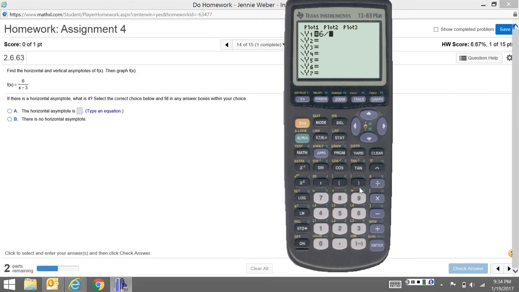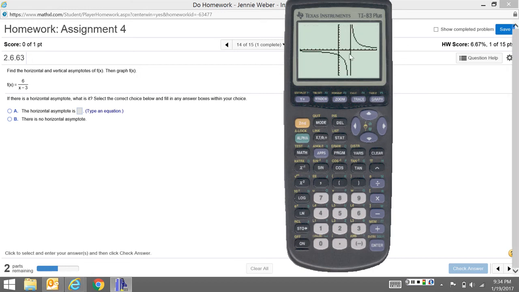So I have 6 divided by, and I'm going to do x minus 3. And notice I'm using parentheses here so that it's not going to do 6 divided by x, minus 3, because that would be a different function. Obviously, I want to make sure it knows the entire thing is in the bottom, so I always use parentheses to ensure that happens. And then I'm going to graph it.